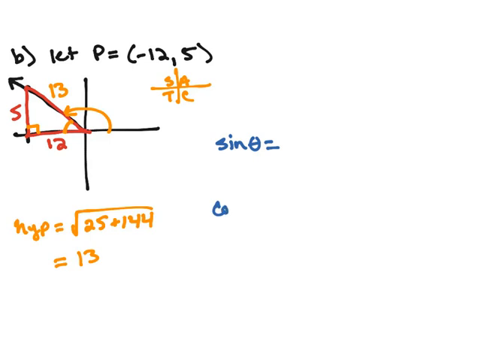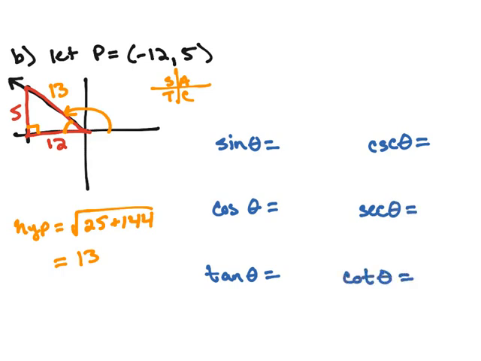Sine theta, cosine theta, tangent theta, cosecant goes with sine, secant goes with cosine, and cotangent goes with tangent. So for sine, if we do opposite over hypotenuse, we get 5 over 13. Should it be positive or negative? It's going to be positive because we are in quadrant 2 where sine is the only thing positive. So cosecant will also be positive, and it's just the reciprocal.